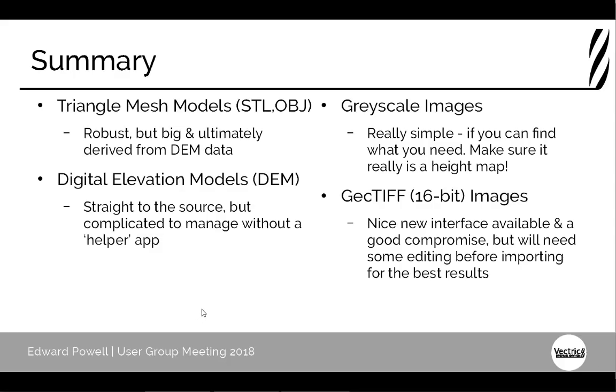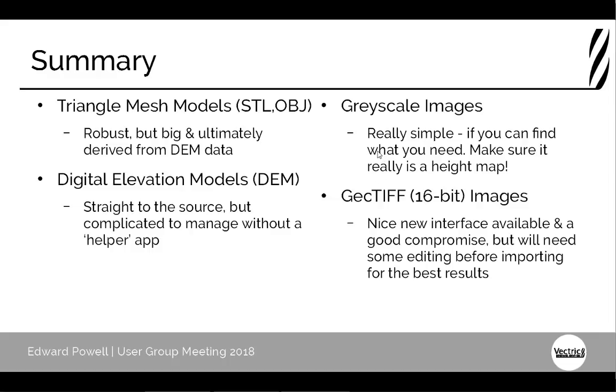Okay, then, that brings us to the summary for this talk, and I just want to whiz through what we've covered. We've looked at triangle mesh models, and we've talked about the strengths and weaknesses of each of these types. In the mesh model situation, although they're robust, and they can be big, they're ultimately derived from the same DEM data. While often people will have fixed a few of the issues for you, you have to just get what you're given, so you can't always get the area that you're after.